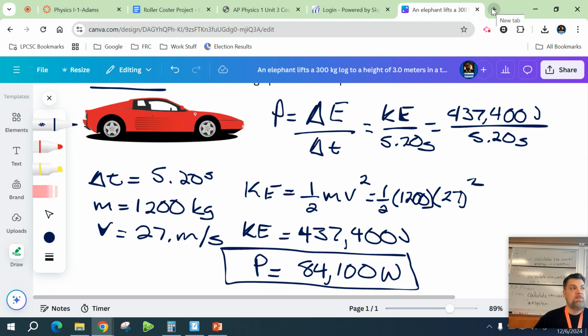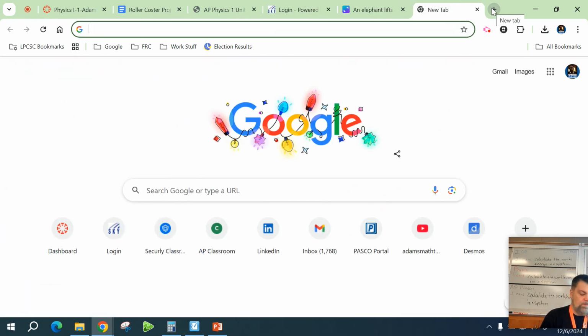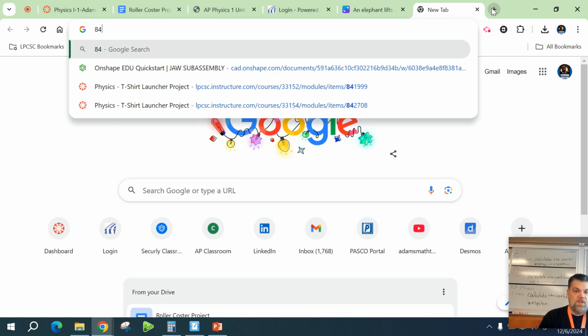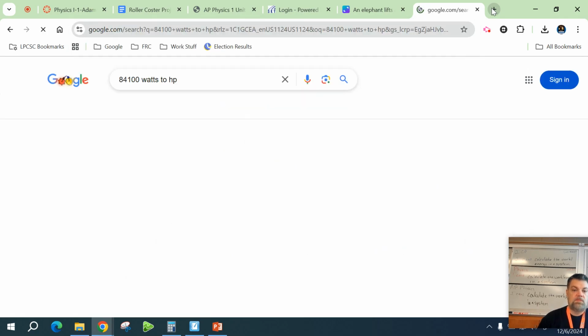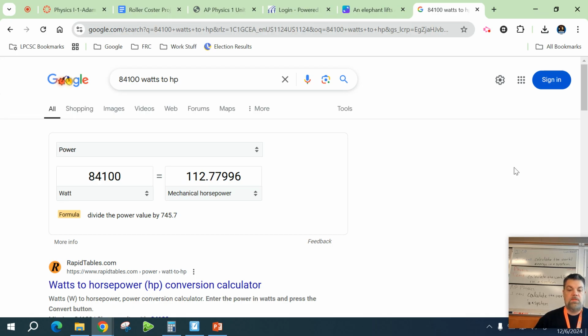And so, for fun, before I give you guys your homework, let's see what that is in horsepower, because that's one way to check it. So we'll say 84,100 watts. Watts to horsepower. So 112 mechanical horsepower, which is not 112 horses. Anyways. So it looks like, remember how at the beginning of this thing it said that a horse had 746 watts? See what the actual conversion factor is, 745.7. Kind of neat, huh? Anyways, that's all I got for you guys today.